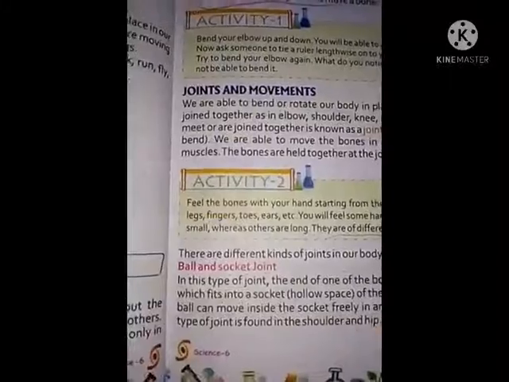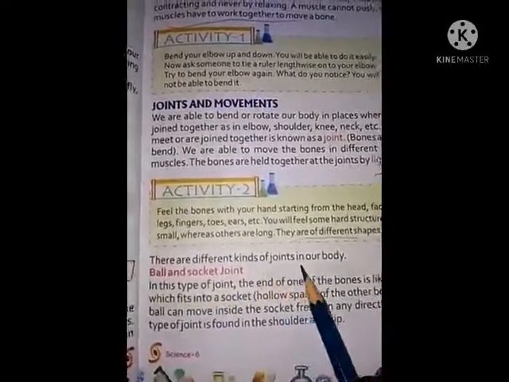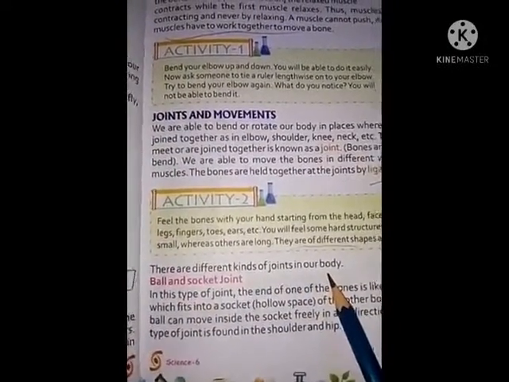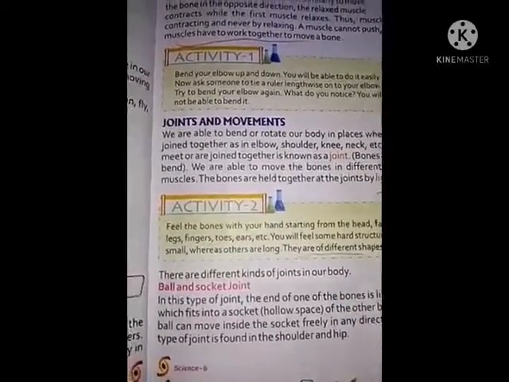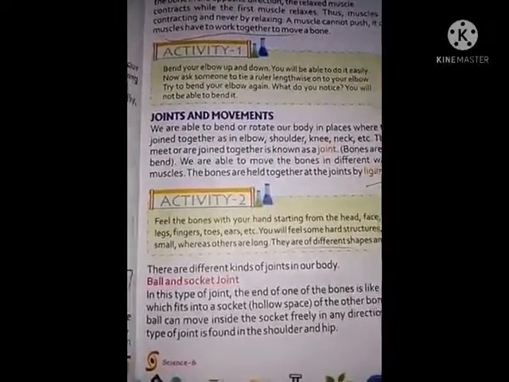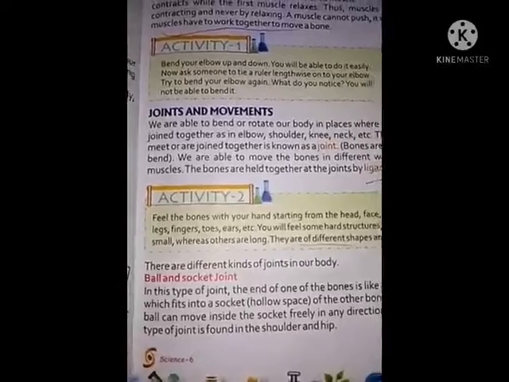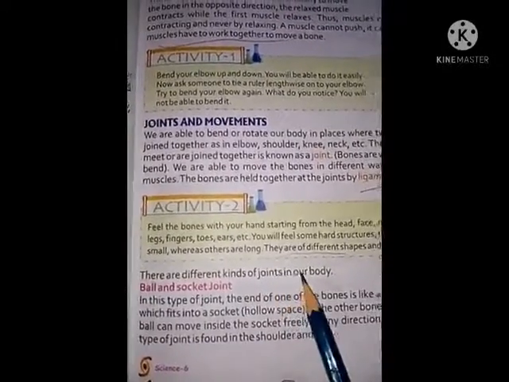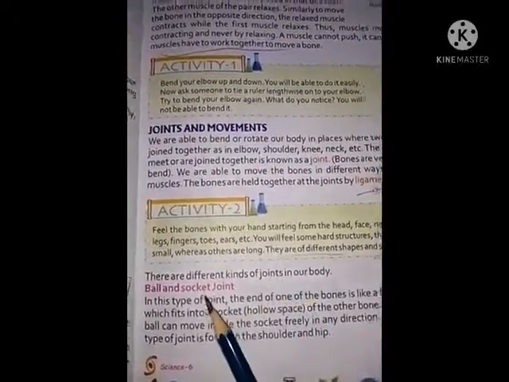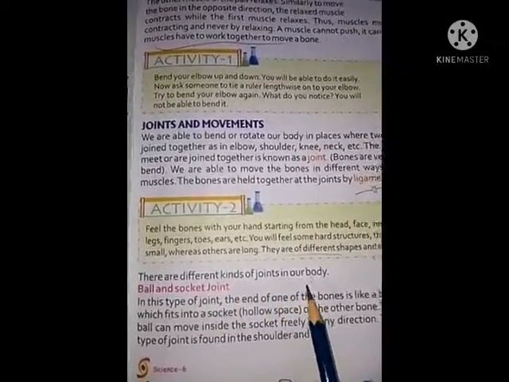Now see, there are different kinds of joints in our body. The meeting points of bones are known as joints, and there are different kinds of joints in our body.